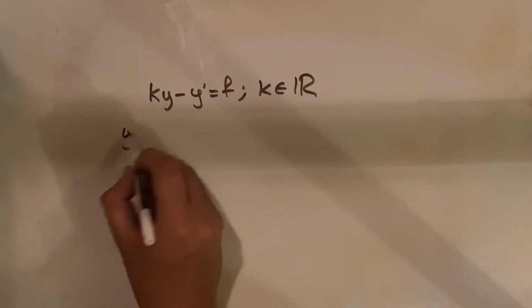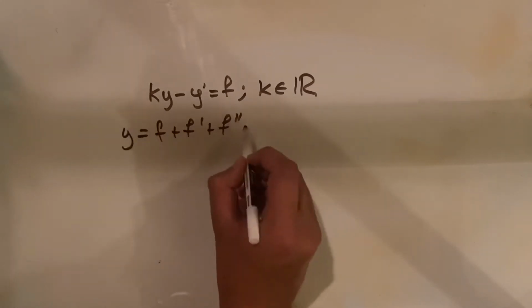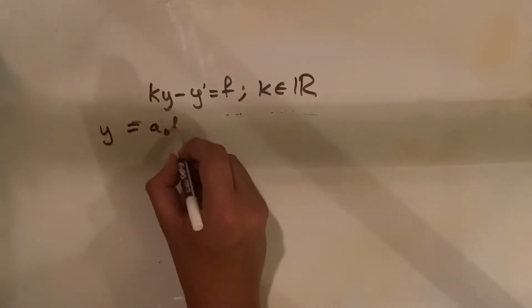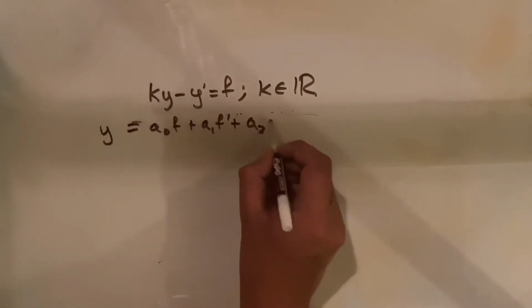Consider a more powerful equation. ky minus y prime equals f. Notice how our original idea doesn't work anymore. But what if we tweaked it a little bit? How about we just add constants in front of each of the functional terms?